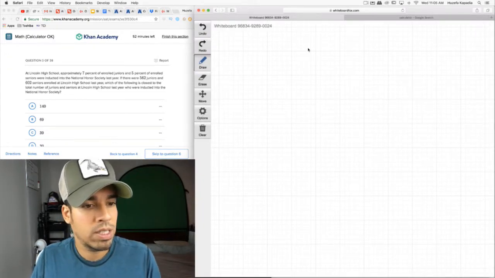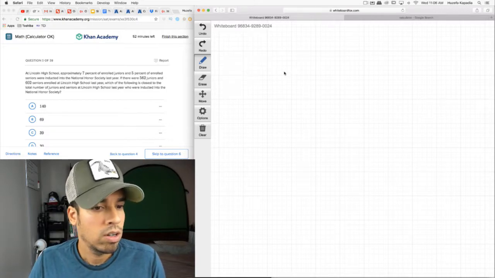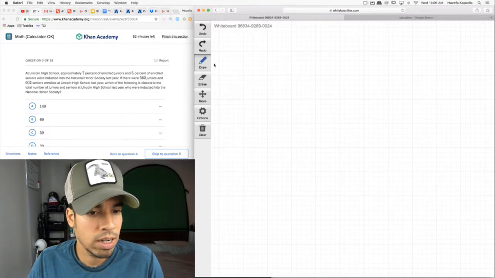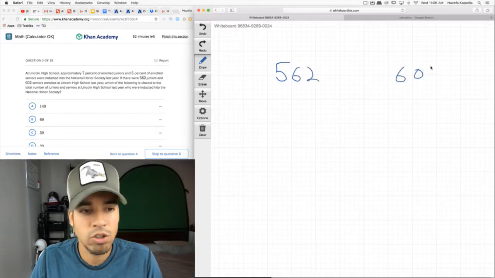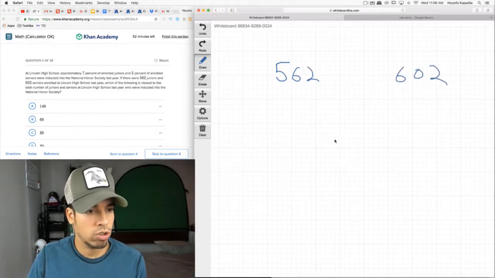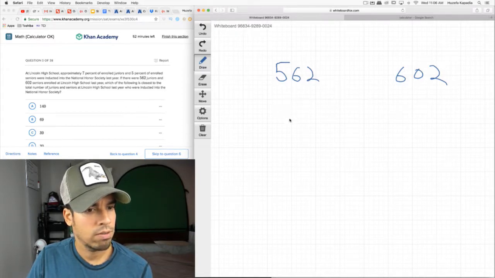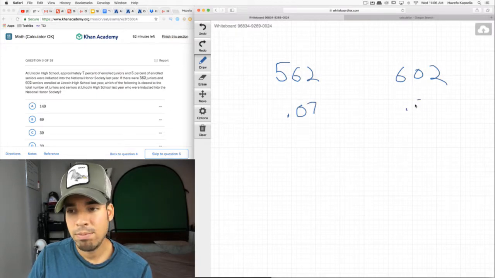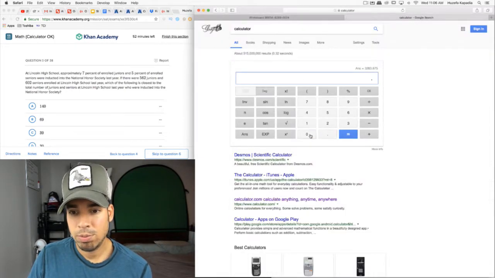At Lincoln High School, approximately 7% of enrolled juniors and 5% of enrolled seniors are inducted in the National Honor Society. If there were 462 juniors and 602 seniors, which of the following is closest to total juniors and seniors? Okay, so it said 7% of juniors, which is here, and 5% of these guys is here. We got to take these percentages and add them up. So I'm going to use my calculator for this.